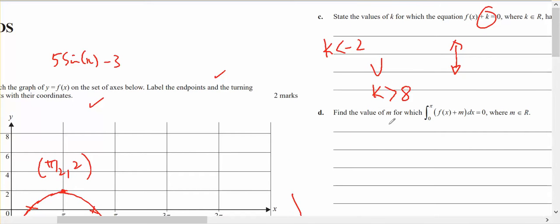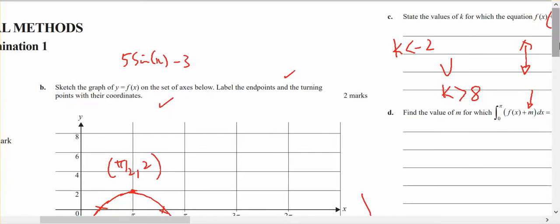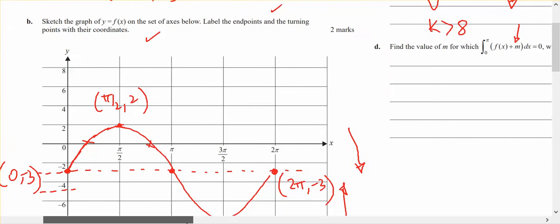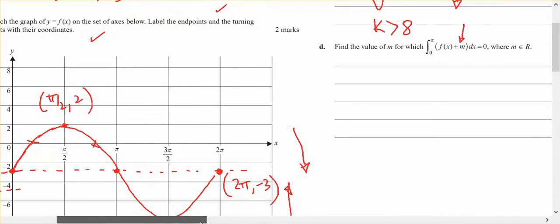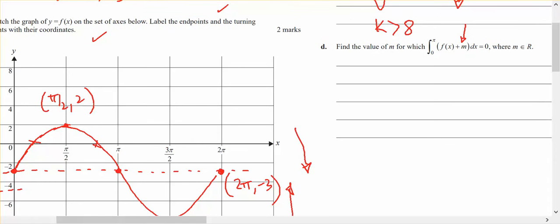And find the value of m for which, now that we're moving sideways, the integral equals 0. Okay, so the integral equals 0. And I'm going to move sideways only from 0 to pi. So what we're saying here is I want this plus this plus this to equal 0. And I want to find what is the value of m. So how much do I need to move it sideways for that to occur?